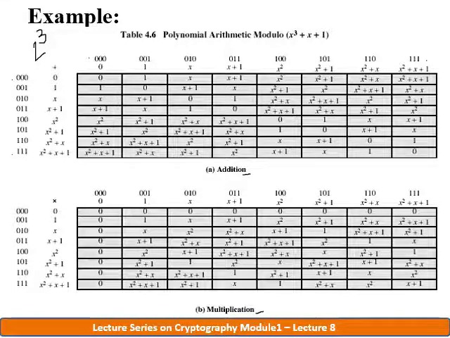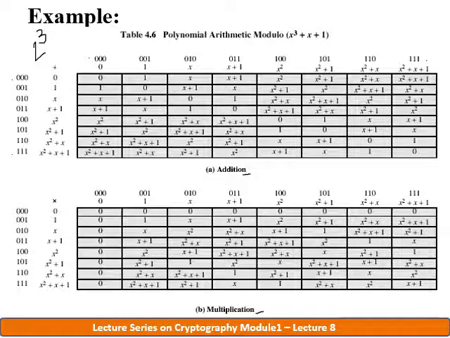The weights you can keep on multiplying here. 100 means x square. 101 means it is x square plus 1. 110 means it is x square plus x. And 111 means it is x square plus x plus 1.